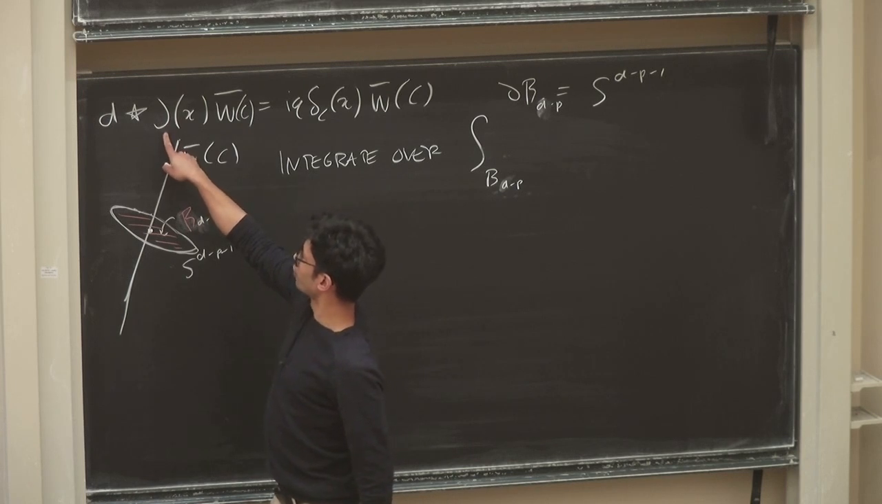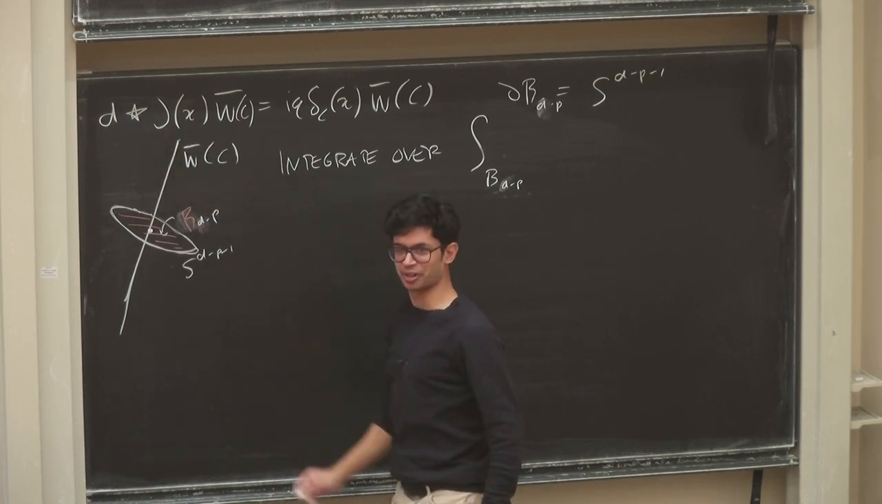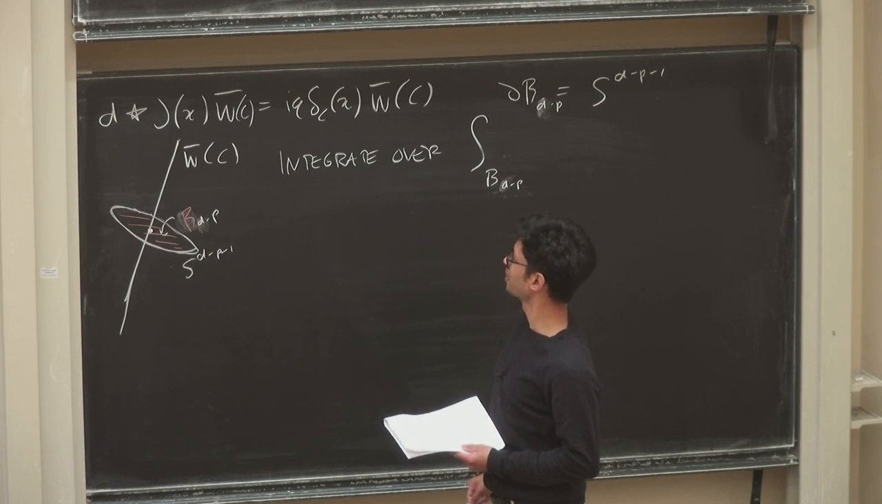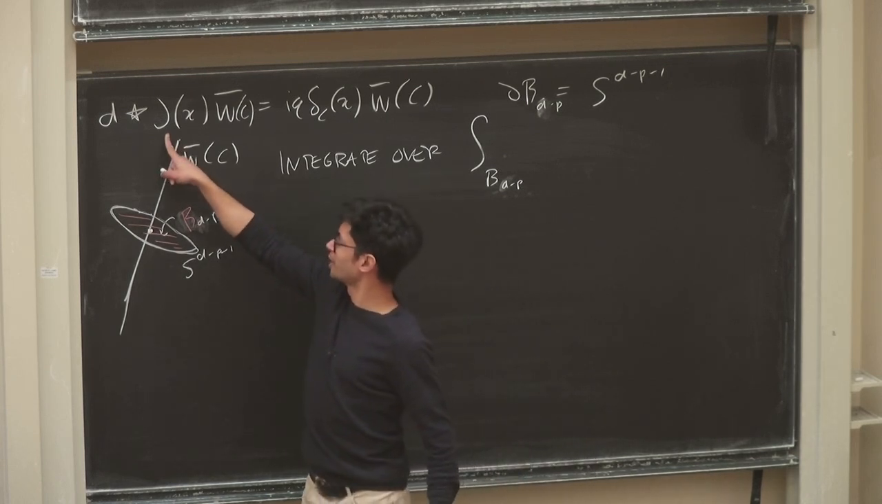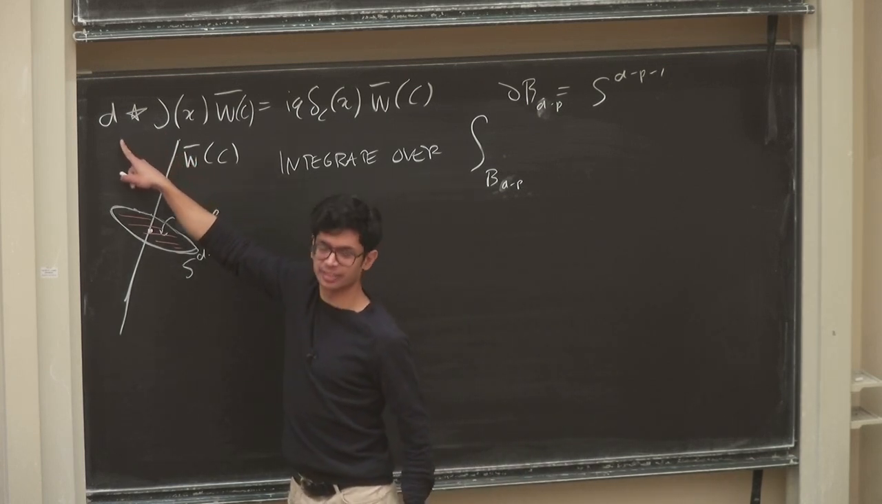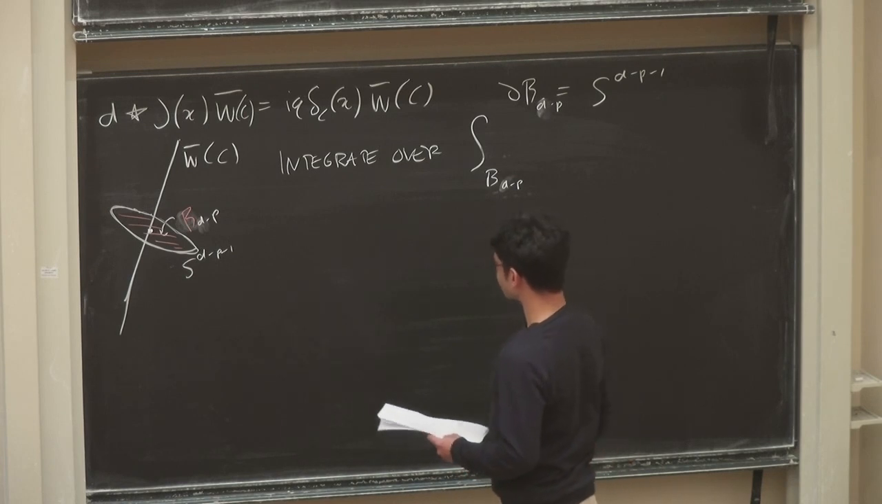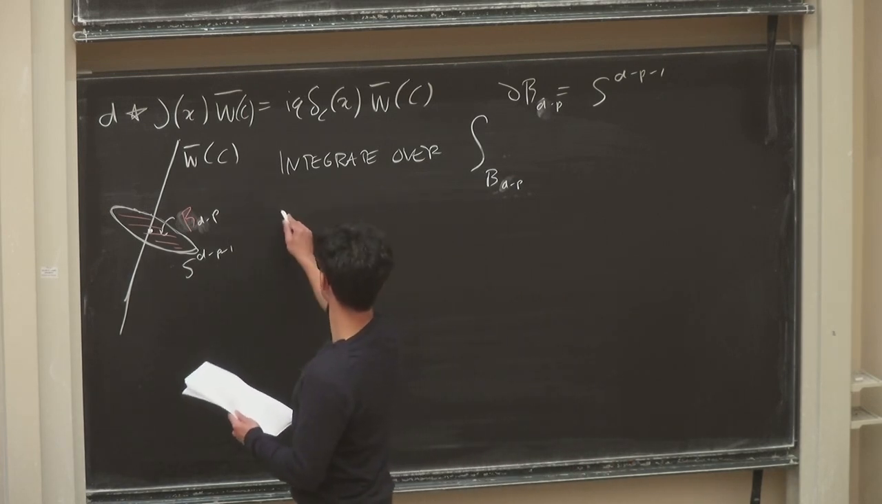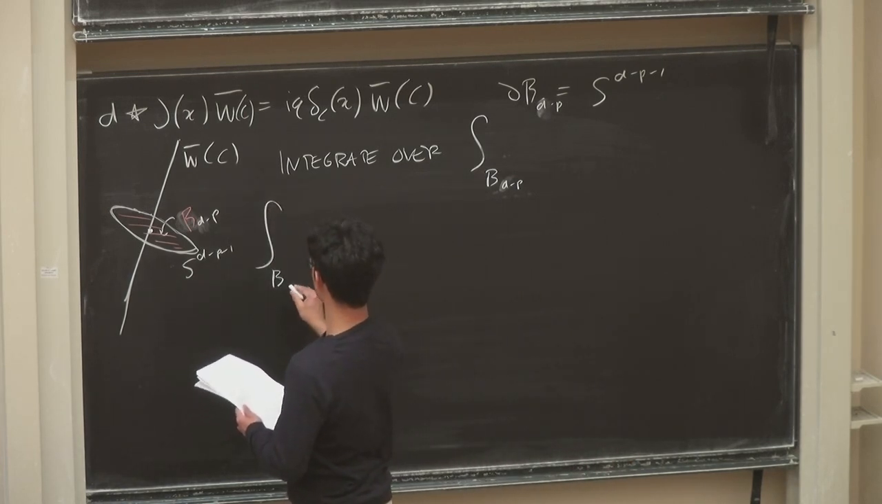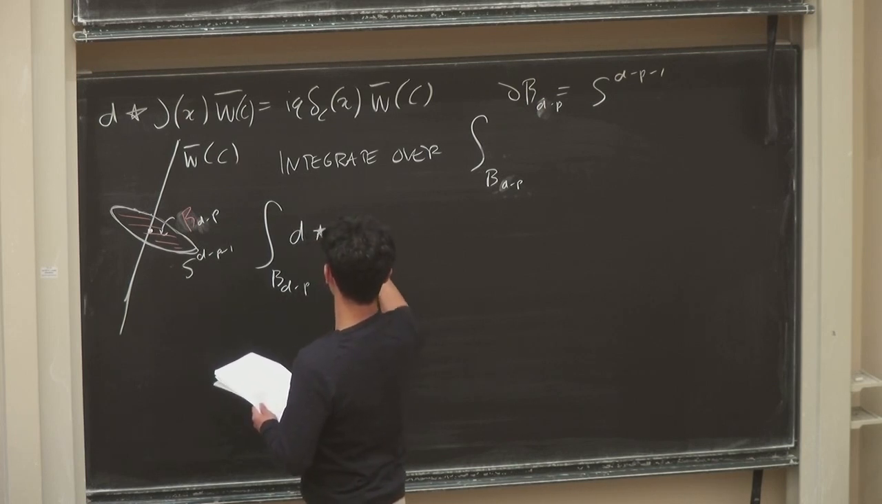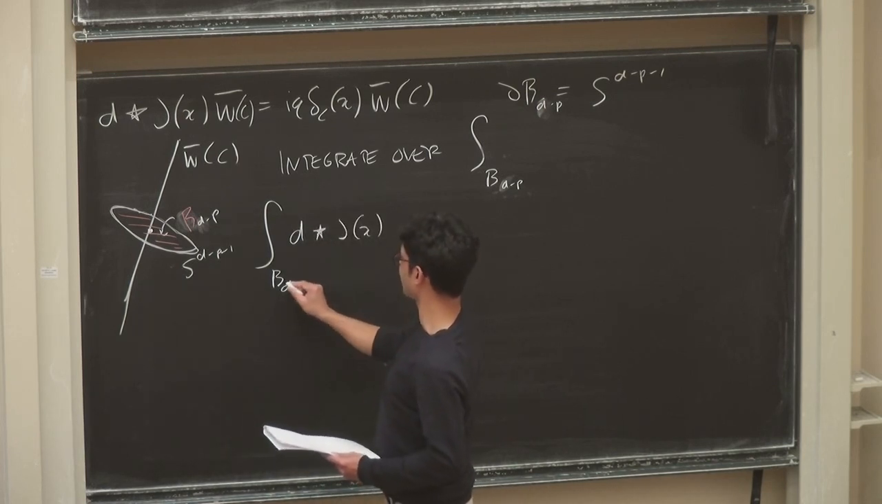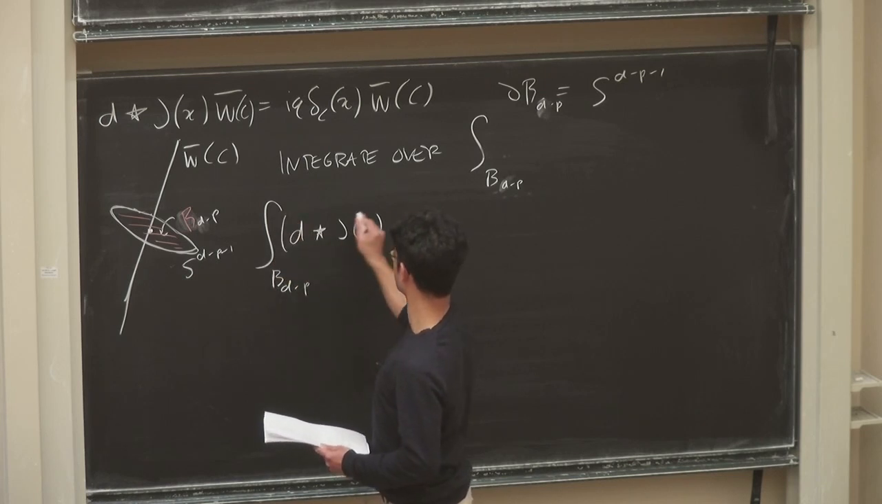I can now integrate over the interior of this. J is a P plus 1 form. P plus 1, therefore D minus P minus 1, and yeah, it does work. So now I integrate this over both sides, and what do I find? Here I have a B^(D-P) integral of d star J of X, and this is X that I'm integrating over.